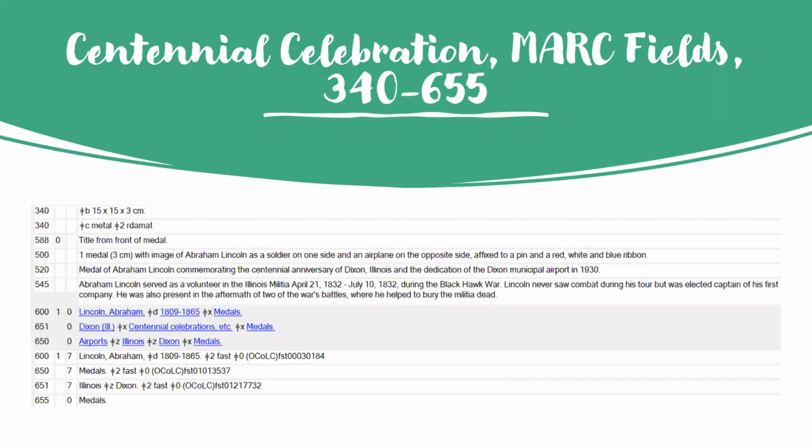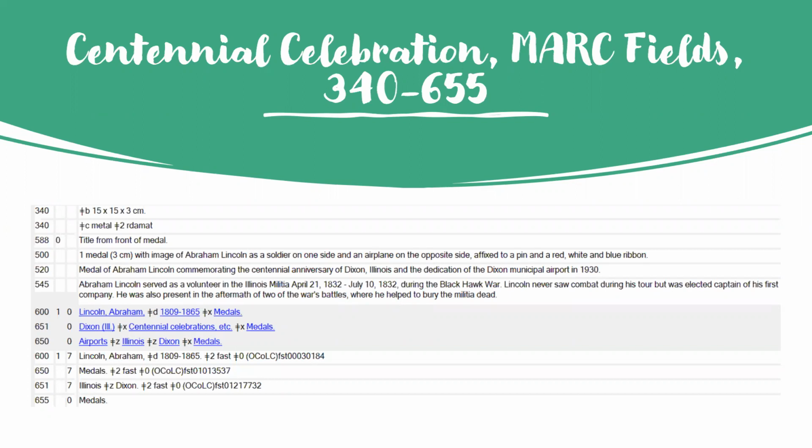Here are the MARC fields 340 through 655 for the Centennial Celebration. The 340 fields, physical medium, are used to record the dimensions, subfield B, and the material applied to surface, subfield C, which is metal. The 588 field, source of description note, informs us that the title was found on the front of the medal. And here's where we find out more about the medal from the first 500 field, that it's a medal. The dimensions are 3 centimeters.